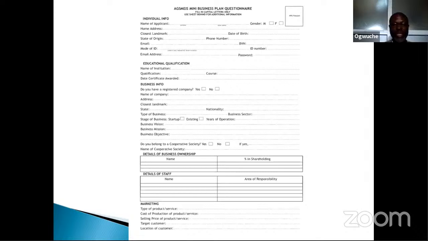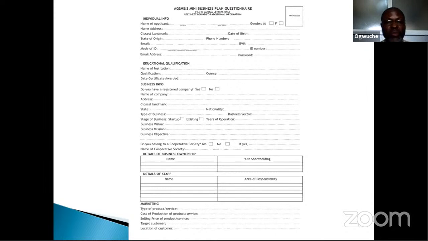For our address in Utako, we always use the Tana filling station as our own closest landmark, despite the fact that the street is well named and numbered. So you give us the closest landmark to your residence. Then date of birth, state of origin, phone number, your email, and importantly also your BVN. And then mode of identification.